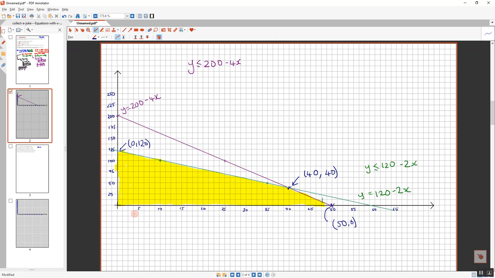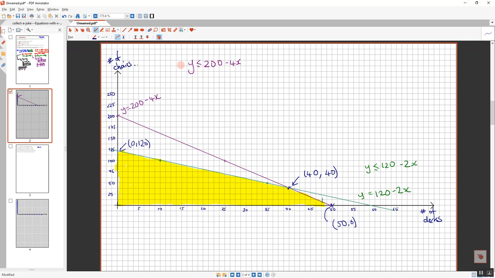Okay. So these are my important points. Now, what do these numbers correspond to? What does the x value correspond to? Go back to the start of the question. The number of desks. And y corresponds to the number of chairs.